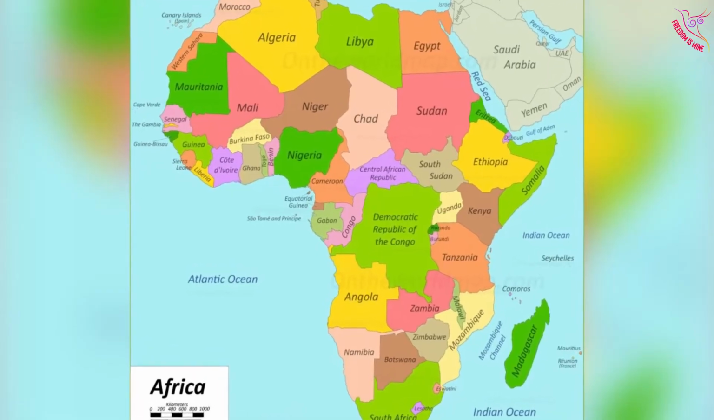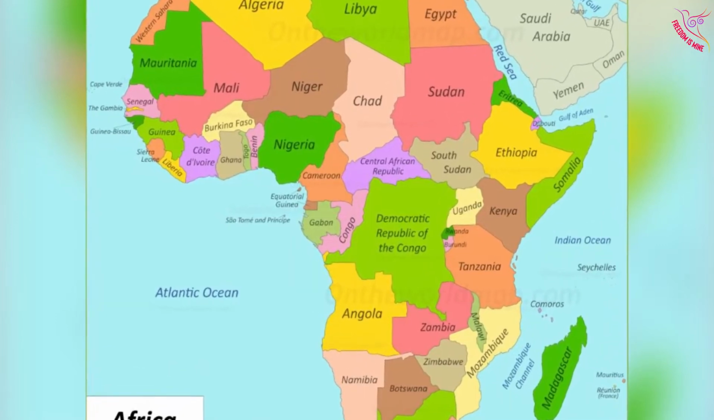Quick question for you. How many countries are there in Africa? 54. There are 54 nations in Africa and each one is unique. Across the vast continent of Africa, there are over 2,000 different languages spoken, across more than 3,000 ethnic groups. The total population of Africa is over 1.2 billion people.